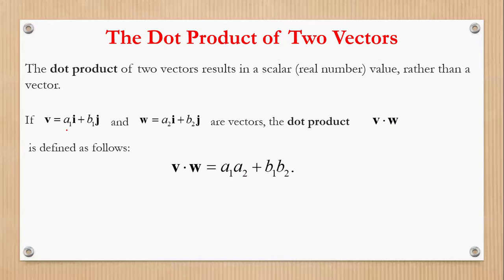So we have two vectors v and w here. We multiply the components of i, a1 times a2, and the components of j, b1 and b2, and then add them together. And it will result in just a number. So remember, the dot product cannot be a vector anymore, just a number, a value. So we always remember this whenever they ask us to find the dot product.